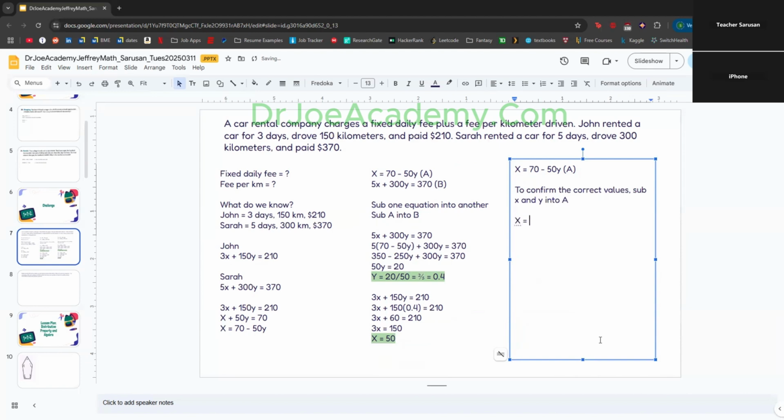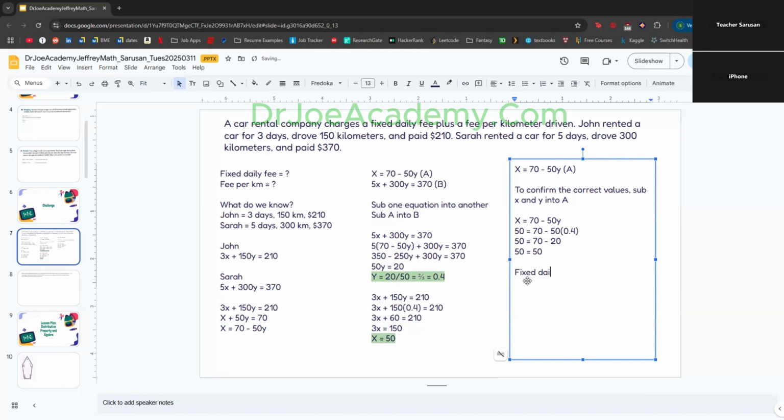So equation A is x equals 70 minus 50y. X is 50, and y is 0.4. That's going to be 50 equals 70 minus, what is 50 times 0.4? 20. Yep. And that's 50 equals 50. All right, so we're good. Everything works out. Our x and y values are correct.